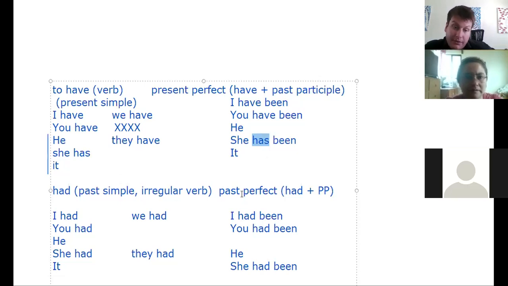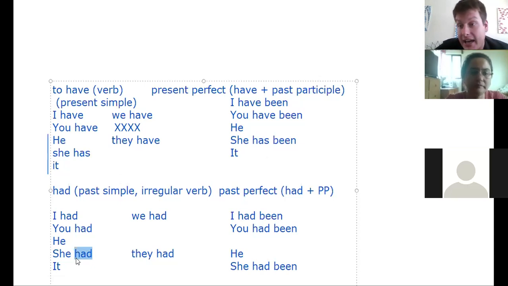Past simple, past perfect, you do not conjugate that, right? It's going to be the same. He had, she had, it had, I had, you had, he had been, he had seen, he had watched, he had listened. So what's the difference between have, has, and had?